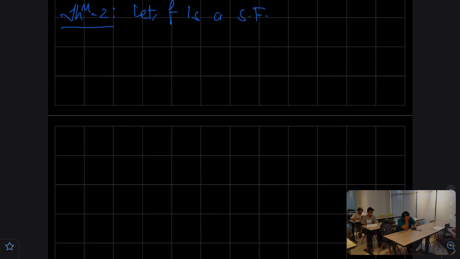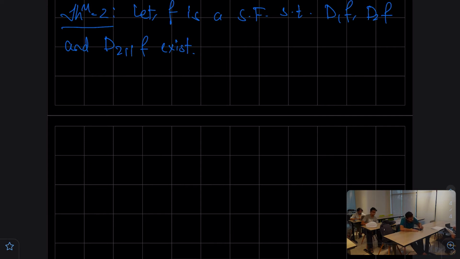Say f is a scalar field such that D1f, D2f and D21f exist. At this moment you might say, why not D12 exist and D21 I'm selecting? I have to select one of them. So there is no bias right now. It doesn't give me an edge actually. So to speak, in mathematics we are not cheating. Still, we will cheat, but not yet. Exists on an open set.